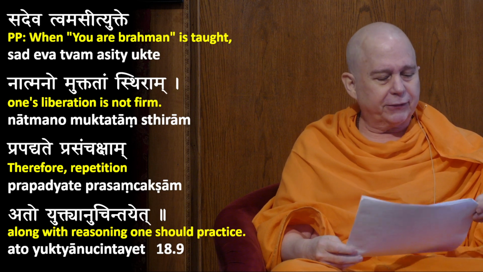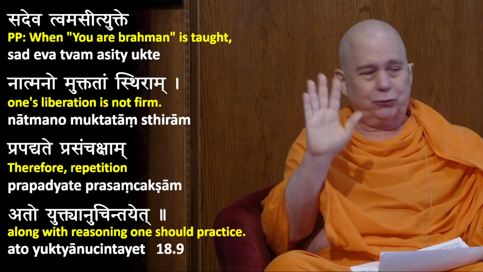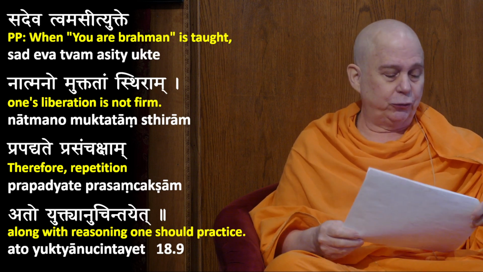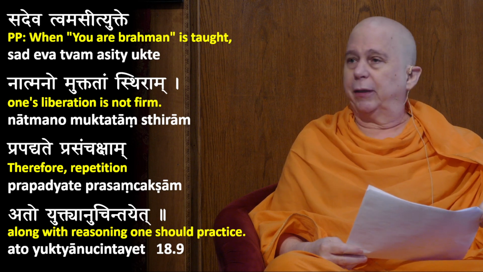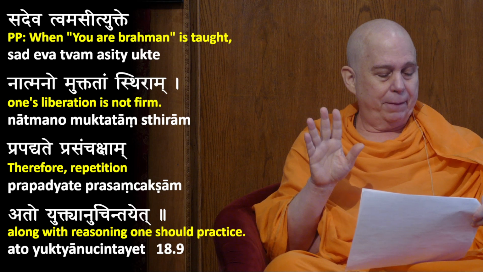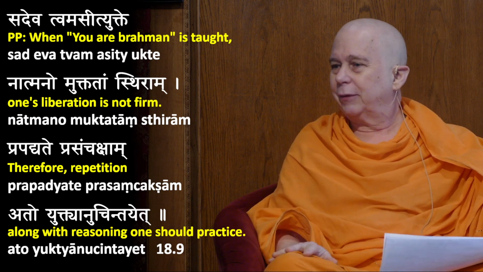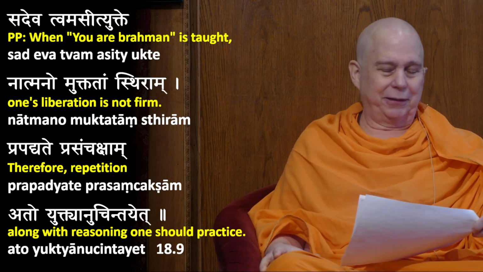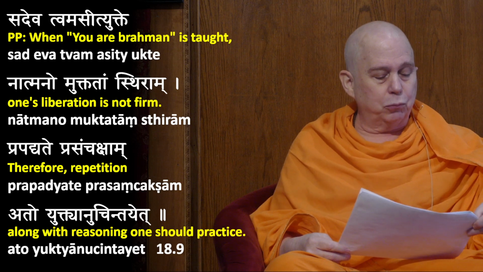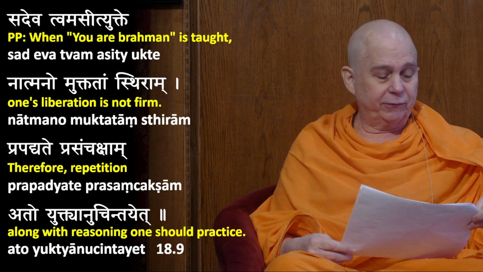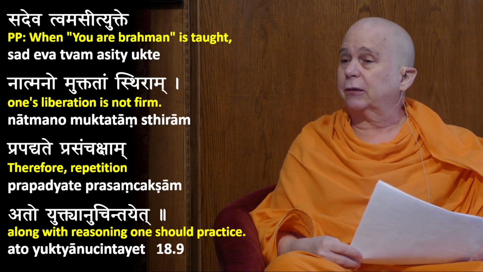So he says, "Sat eva tvam asi iti ukte", when the scripture says, tat tvam asi, when the scripture says you are Brahman, then what is the consequence? Atmanah, for Atma, and here we have to say, for you, the individual. Here Atma cannot mean sat-chit-ananda. Let's see the statement. You see why I'm backing off on that. For Atma, muktatam, liberation, the state of being mukta, liberated, na sthiram, is not firm.